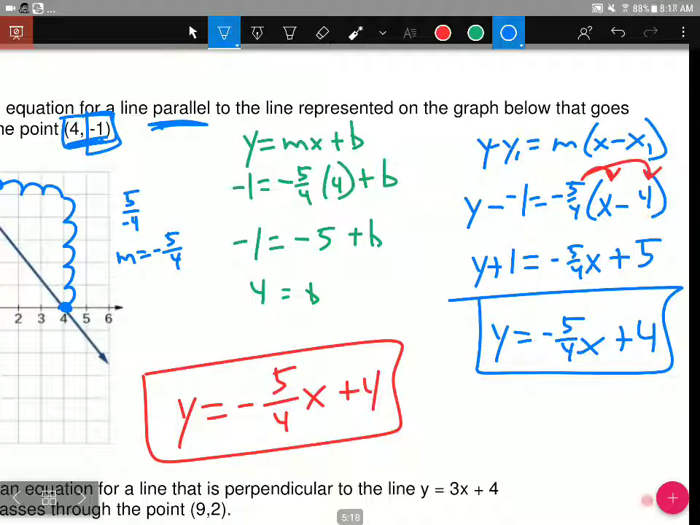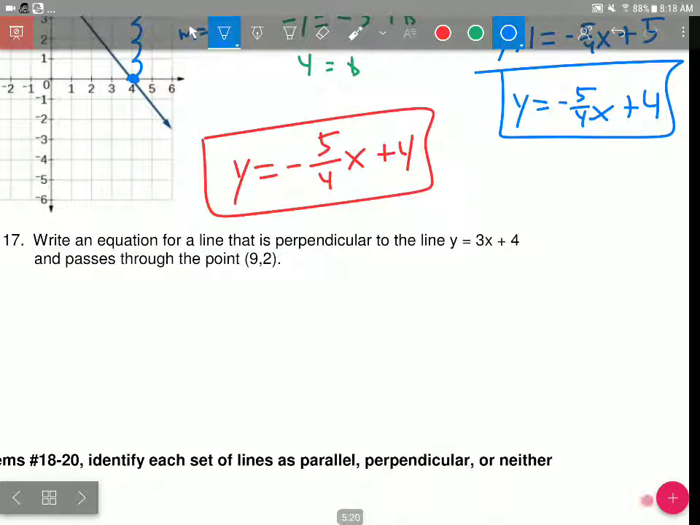All right, last but not least, write an equation for a line that is perpendicular to y equals 3x plus 4. Okay, this time we want a perpendicular line. Remember, that is an opposite reciprocal. Flip the fraction and change the sign. So this is 3 over 1. So flip it. We want an m of 1 over 3, and we're going to make it negative. Okay? And then we still have our point (9, 2). Cool? We just have to find our b value.